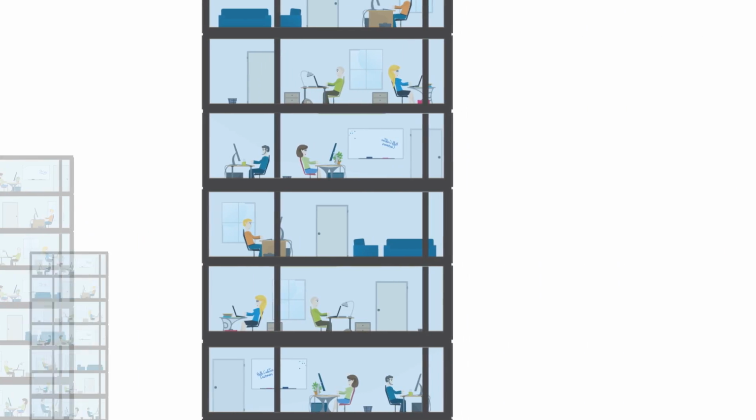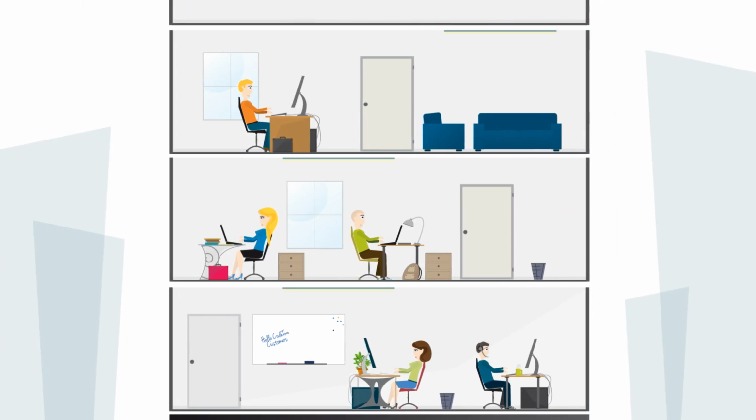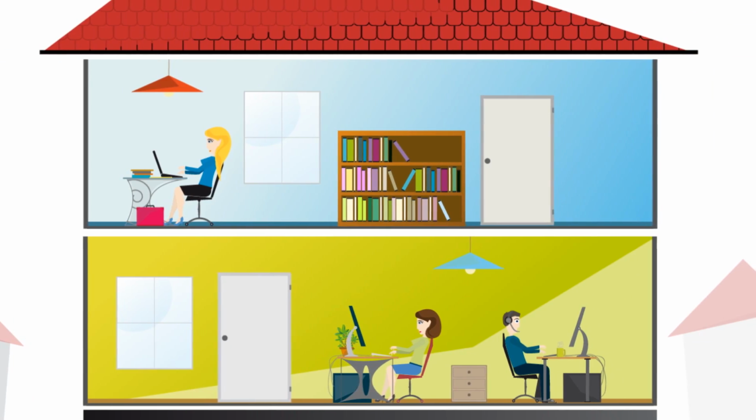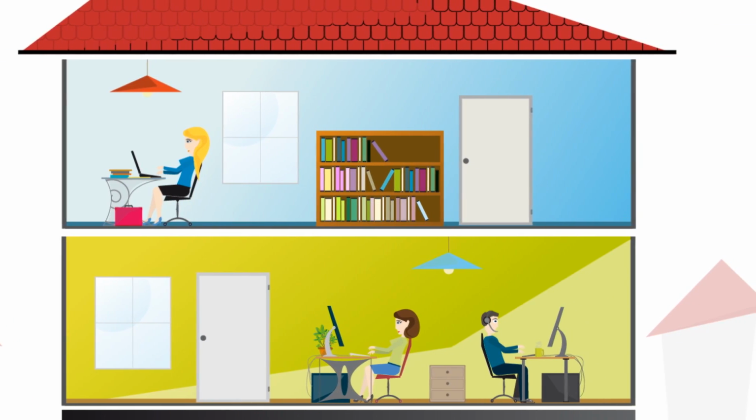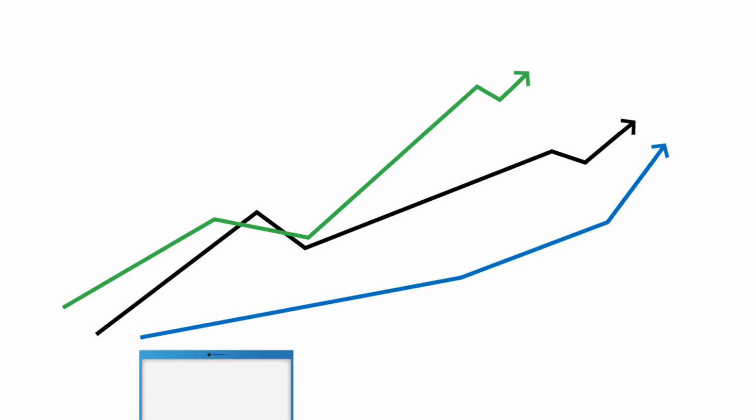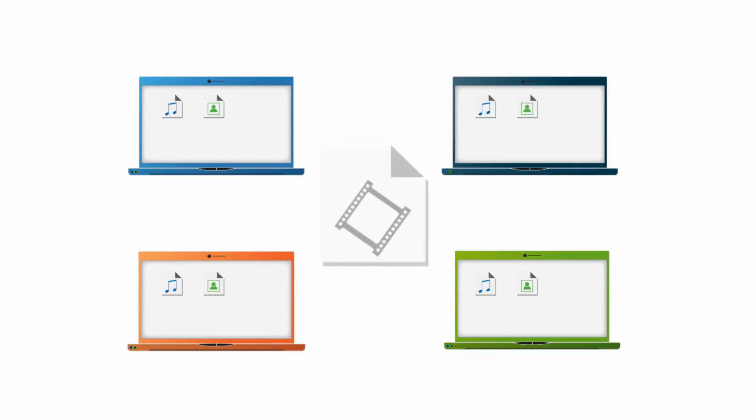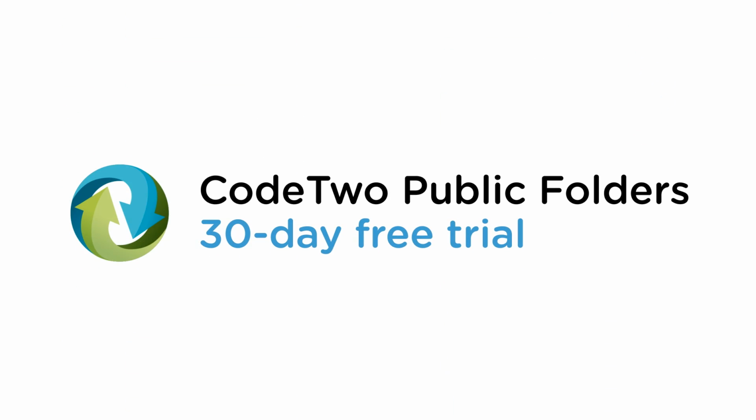So, no matter if you're a big or small company, a bunch of friends working on a project, or just a family that wants to share Outlook, Code2Public Folders can greatly improve your productivity and open up new possibilities for teamwork. Try Code2Public Folders now by downloading a fully functional 30-day trial with free technical support.